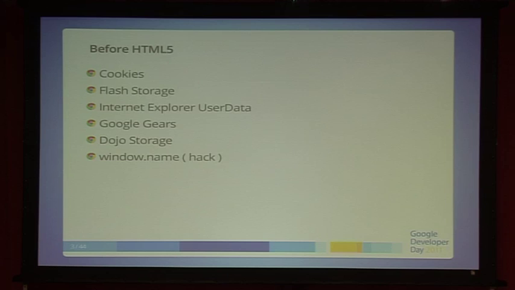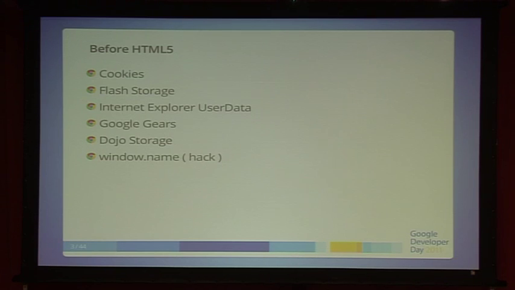Before HTML5 came along, we had some offline features. You've got cookies, you can store a small string of text in a cookie, maybe 4K or so. Flash storage gets you more storage, but you need Flash for that. There's Internet Explorer user data from IE versions 5 and up, which works pretty much the same way as the local storage API these days. Then you've got Google Gears, another plugin-based solution for storing data.